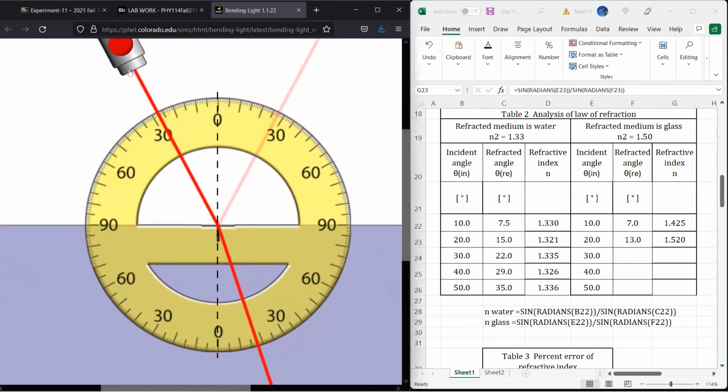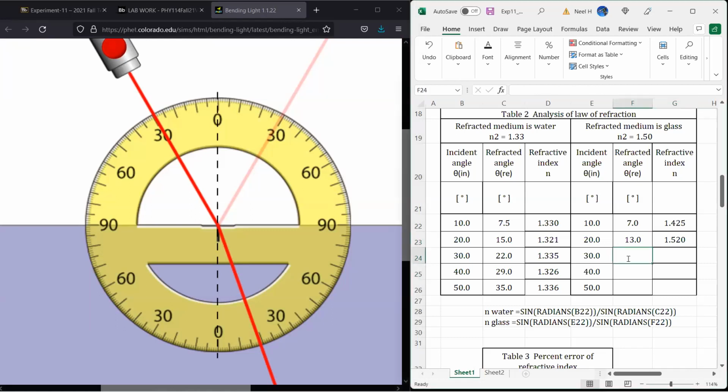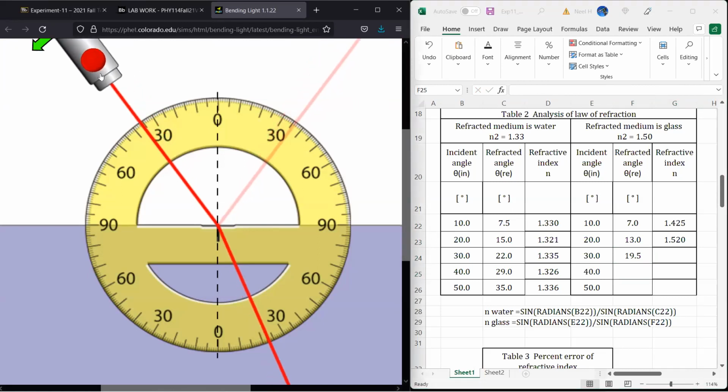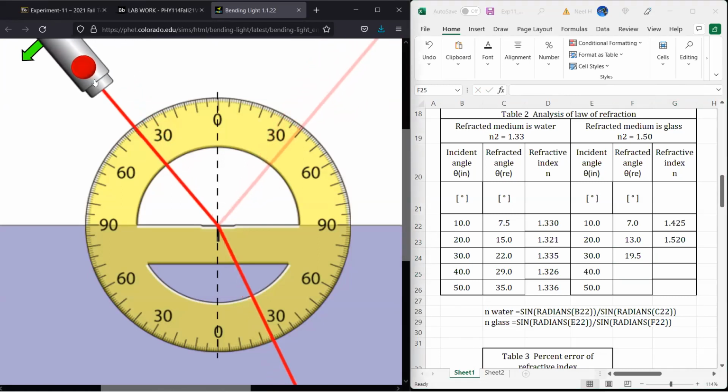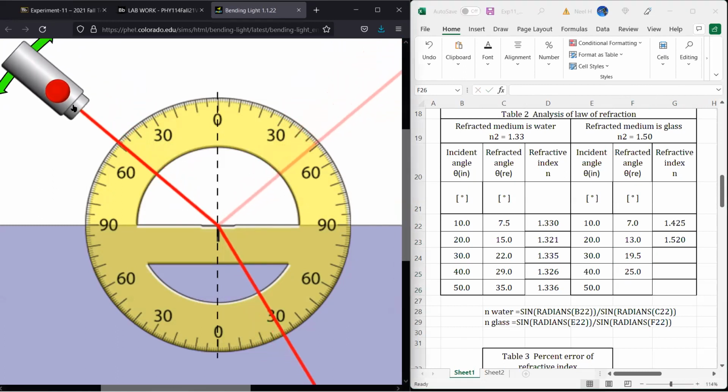Do maybe 30. This is very close to 20. I'm going to read it as maybe 19.5, and 40. This is exactly around 25. And then 50. This is exactly 30.